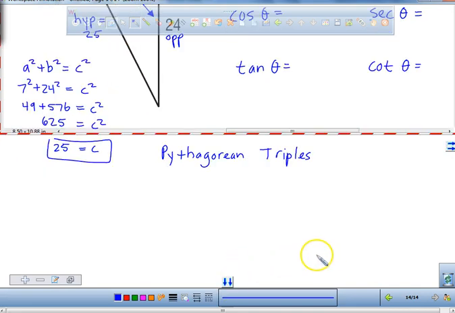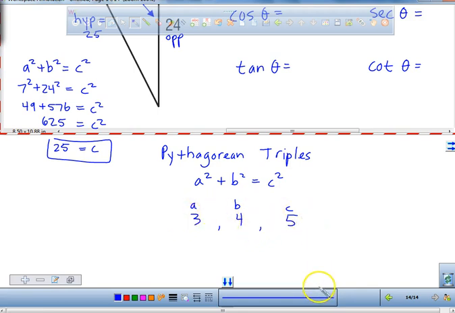Okay? When you first learn the Pythagorean theorem, the very first day, the teacher most likely used Pythagorean triples of a 3, a 4, and a 5. Because 3 squared plus 4 squared equals 5 squared. So I'm going to put 3, 4, 5. That's an A. That's the B. That's the C. This squared plus this squared equals this one.